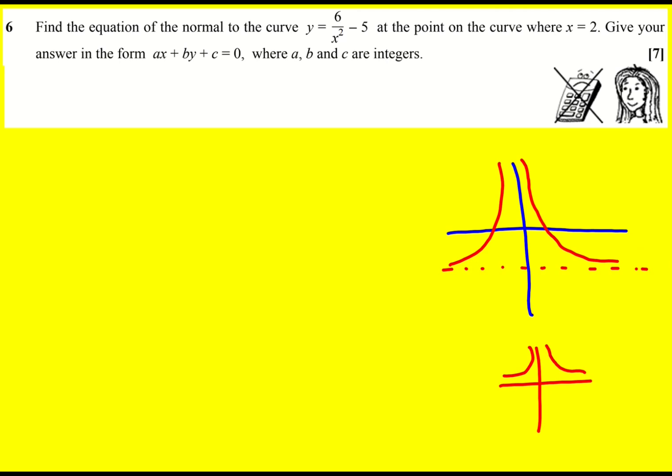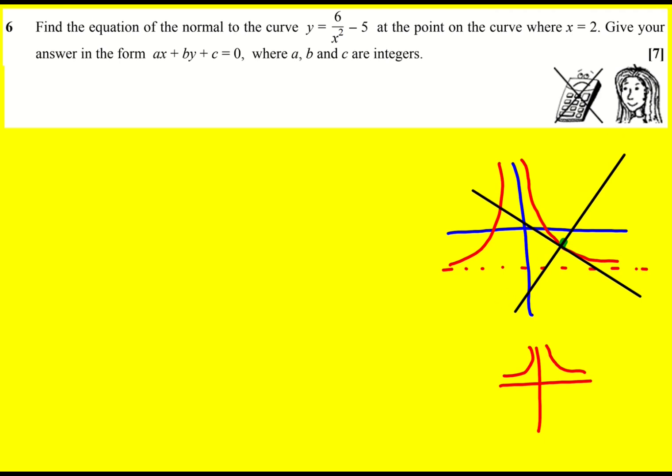Now I'm being asked to find the normal when x is equal to 2. That's actually going to become negative, so it's going to be down here. And the normal, well, let me draw a tangent first of all. The tangent would look a little bit like this. And the normal is the one that sits at right angles to that. So this is what we want to find the equation of.